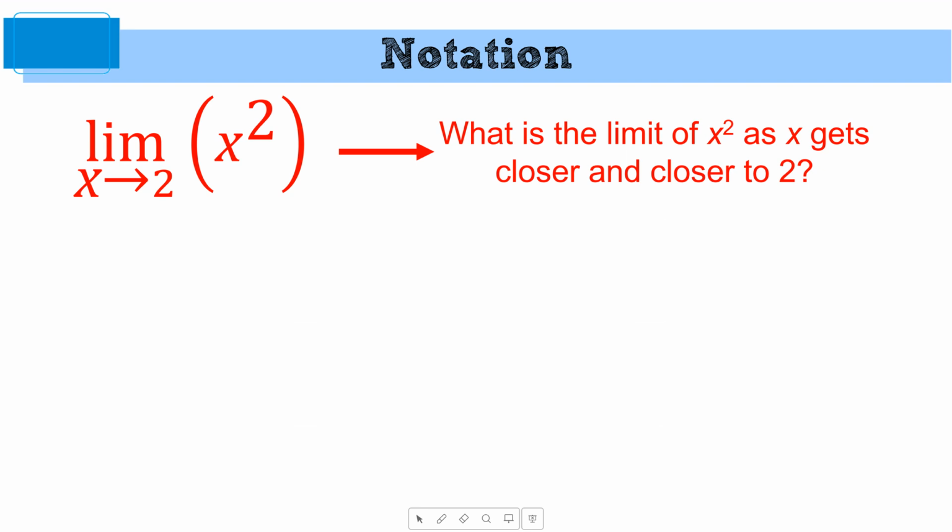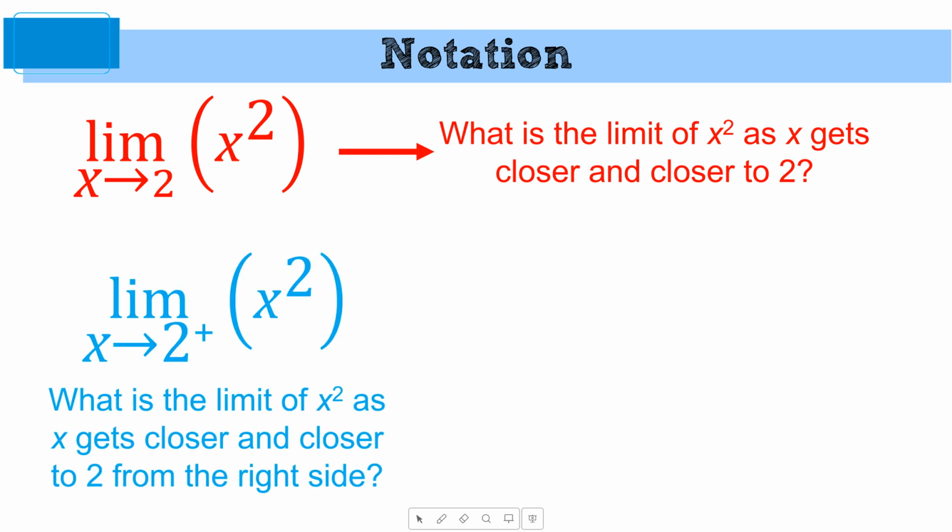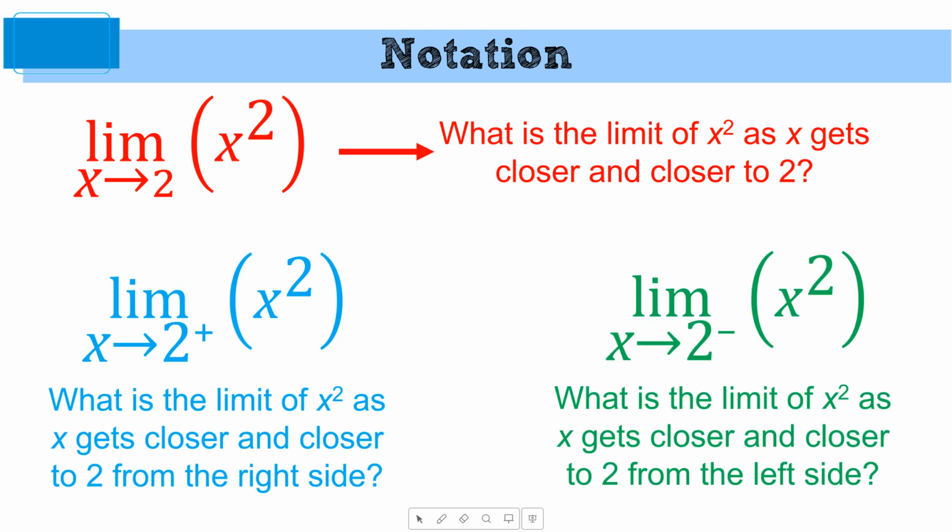Okay, so here's the notation. I don't know why that's a 2. That should be a 1. What is the limit as x approaches 1 of x squared? And then the other two we talked about were these two.